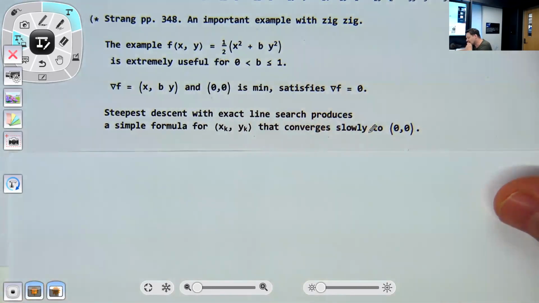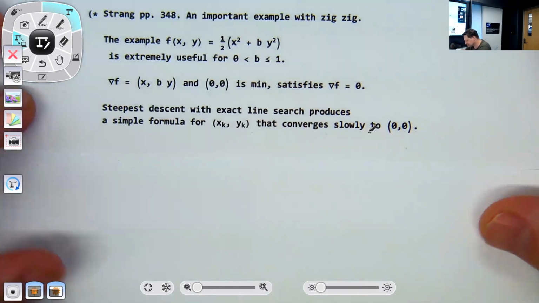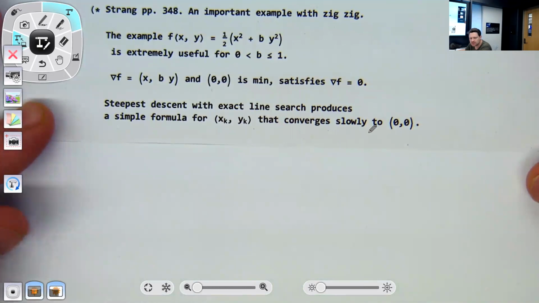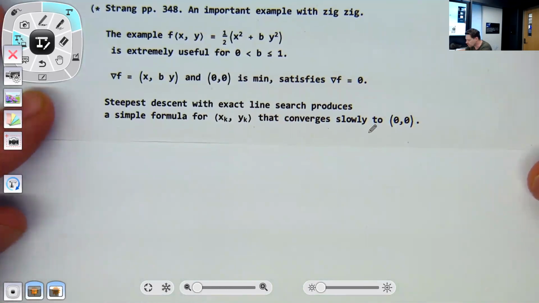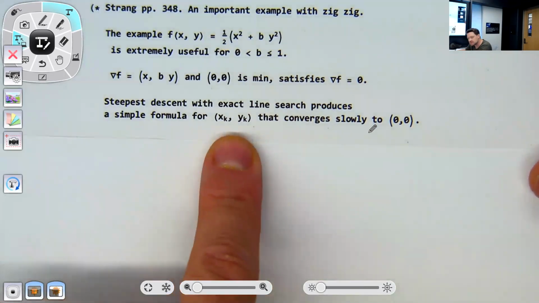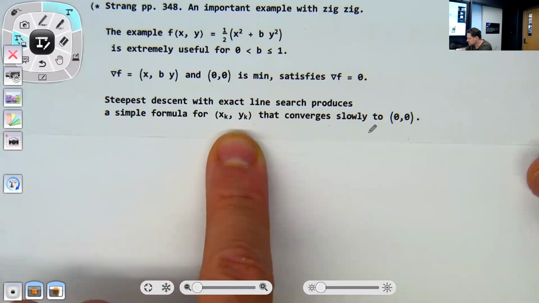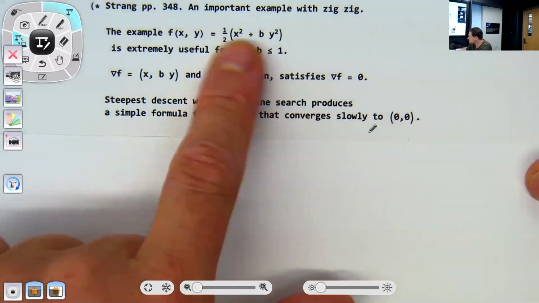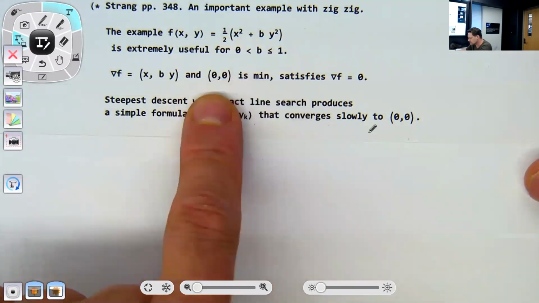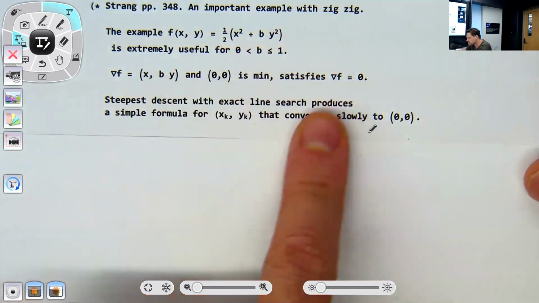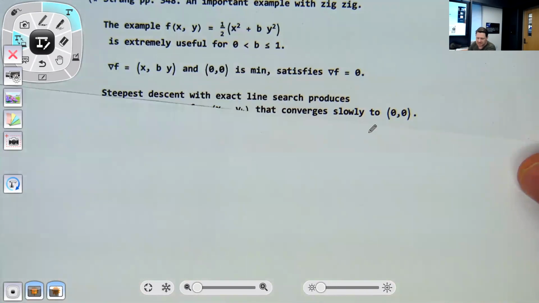Good. So let's go into more details. Steepest descent with exact line search produces a simple formula for the sequence. What we're talking about is a closed form for the sequence that converges slowly to (0, 0). It's basically trivial to see that this is the bottom in one calculation, but the discussion is about what steepest descent does here.